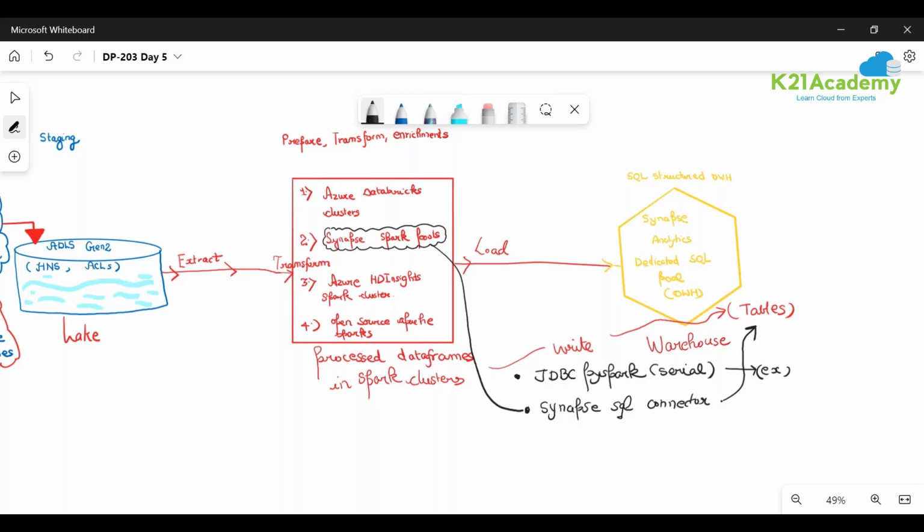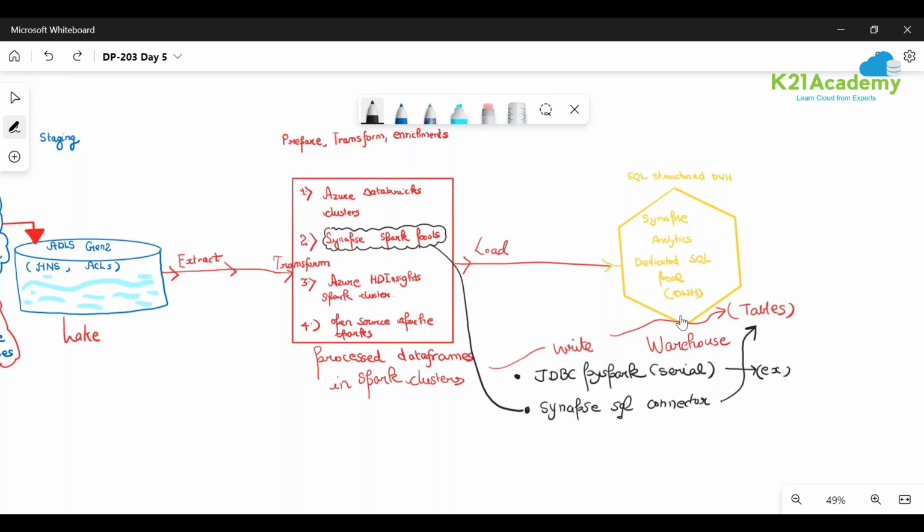You'll look at how you use this Synapse SQL connector to essentially write these data frames to the tables, read the tables and write them to the data frame, to and fro, both sides, right? To and fro movement of the data. You're going to look at that.